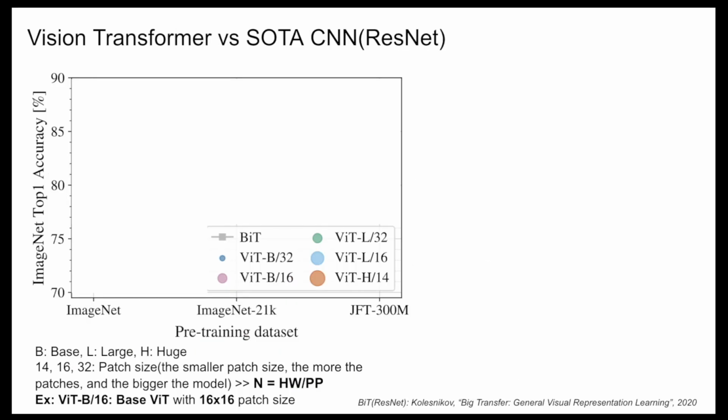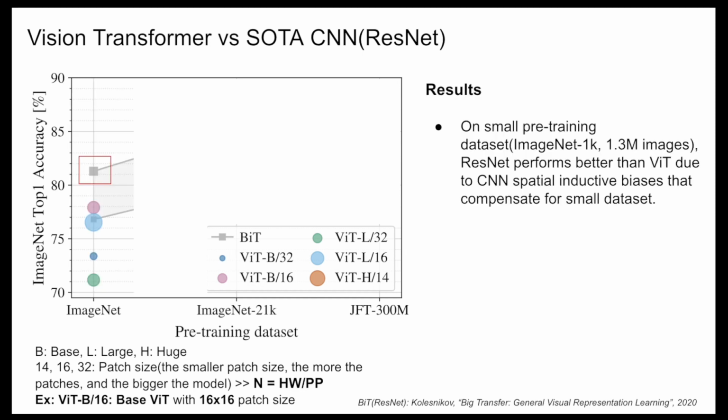So now let's look at vision transformer with CNN, where we are looking at ResNet here. We're going to compare vision transformer and ResNet on two different things. The first thing was the ImageNet top 1 accuracy by the pre-training dataset. One of the first things is that on small pre-training datasets like ImageNet 1K, ResNet performs better than ViT because CNN has a spatial inductive bias which compensates for smaller datasets.